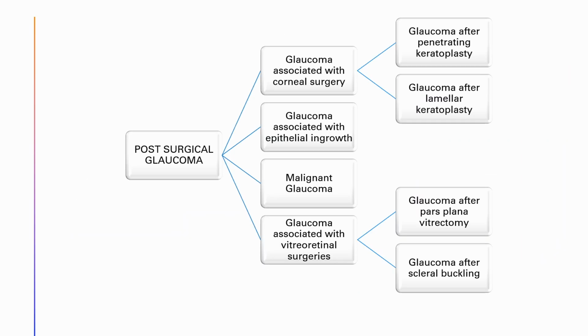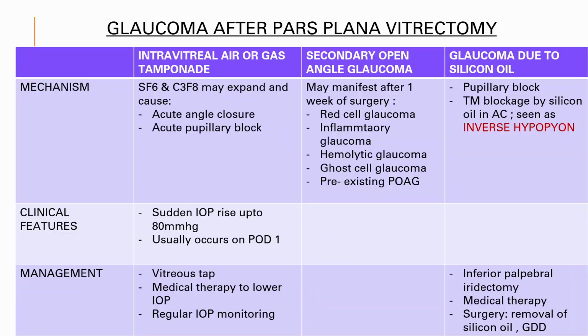Now coming to glaucoma associated with vitreoretinal surgeries. So glaucoma after pars plana vitrectomy, the mechanism of glaucoma development can be intravitreal air or gas. It can be secondary open angle glaucoma, glaucoma due to silicone oil, and the last but not the least is neovascular glaucoma, which may occur 2 to 4 weeks after pars plana vitrectomy.